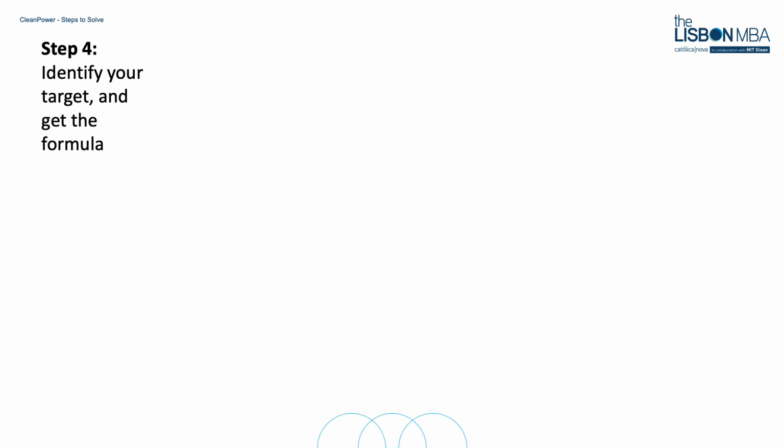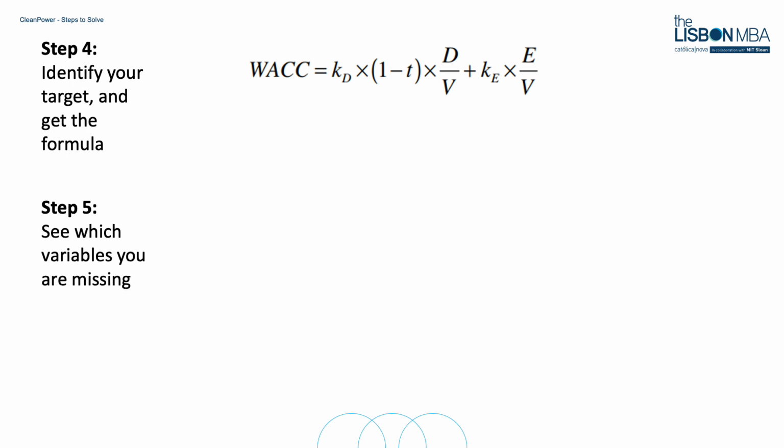Step 4. Identify your targets and get the formula. In this case, we're talking about the weighted average cost of capital, and we go to the formula sheet and get the formula there. Step 5. See which variables you are missing. In this case, everything that is in green we have from the question, and the red cross is what we are missing. In this case, the cost of equity.